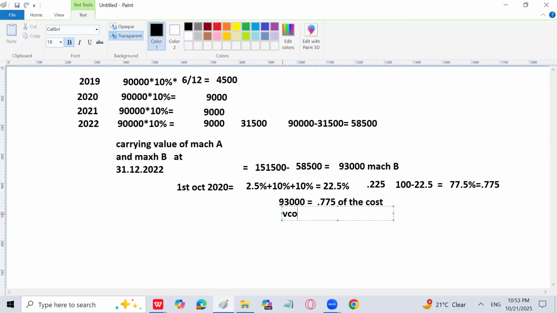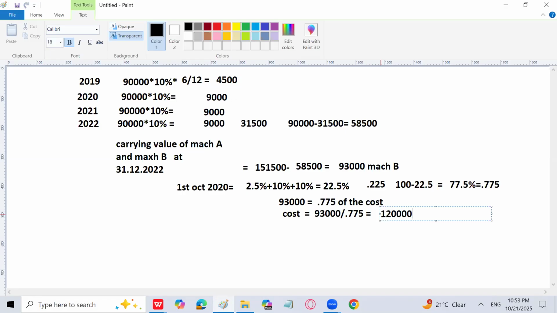So I can find the cost of machine B by going in reverse. That is 93,000 divided by 0.775. We will get the answer. That is the cost of machine B. That is going to be 1,20,000. So this is how we have found the cost of machine B, 1,20,000.